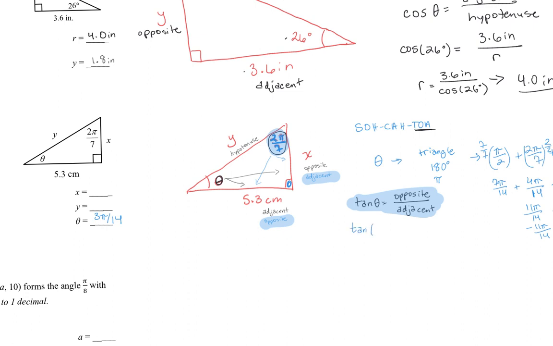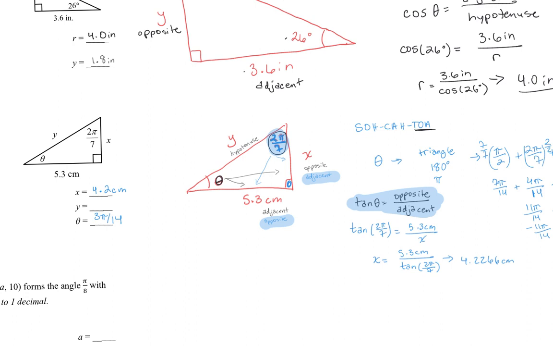So tan of our angle, 2 pi over 7, equals our opposite side, which is 5.3 centimeters, over our adjacent side, which is x. And if we're looking for x, if we do some math, we will get x is 5.3 centimeters over tan of 2 pi over 7. And that will get us roughly 4.2266 centimeters. Or if we round to 1 decimal, it'll be 4.2 centimeters.